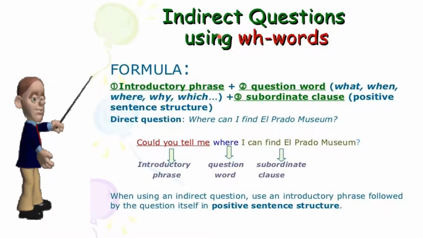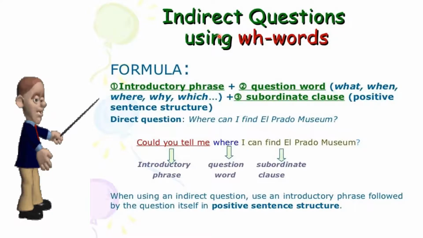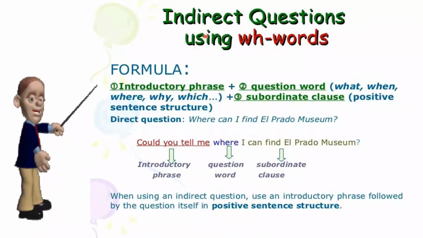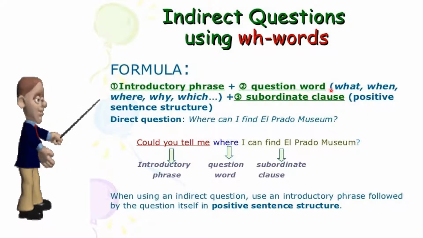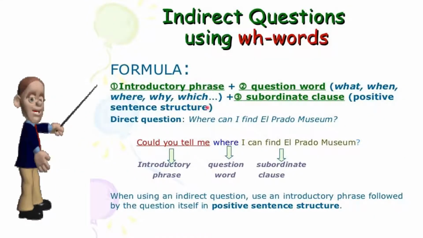Indirect questions using WH words have almost the same functions and almost the same form, but not totally similar. With direct questions, what's the difference? There is an introductory phrase, and after that you choose the question word like what, when, where, why, which, and so on. And after that you make the subordinate clause in positive sentence structure.